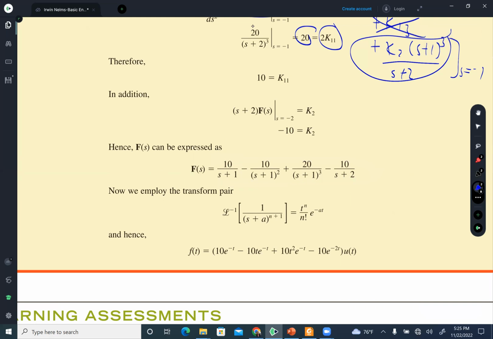If it was plus 2 here in the denominator, you would have e^(-2t), right? So this is 10. So in other words, this guy corresponds to this one.